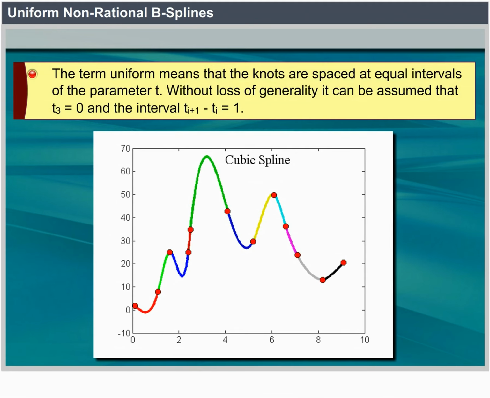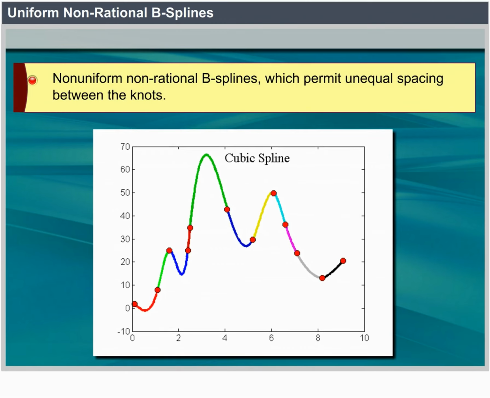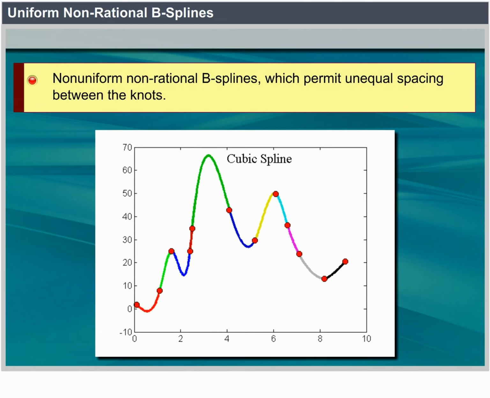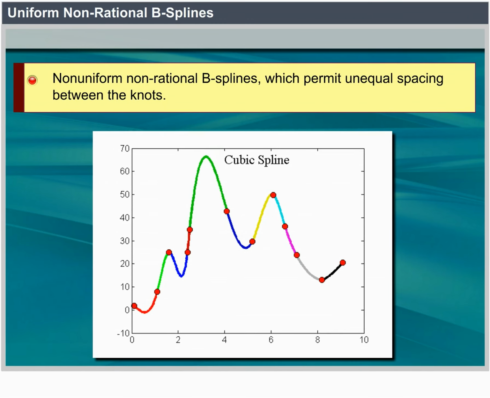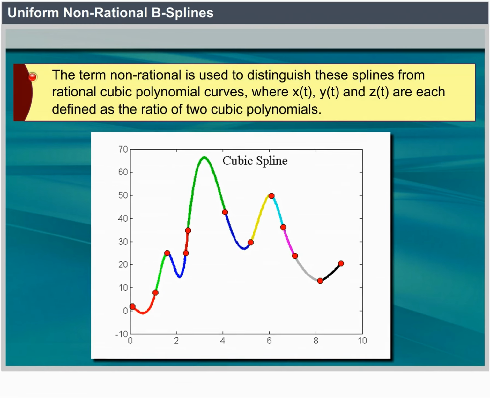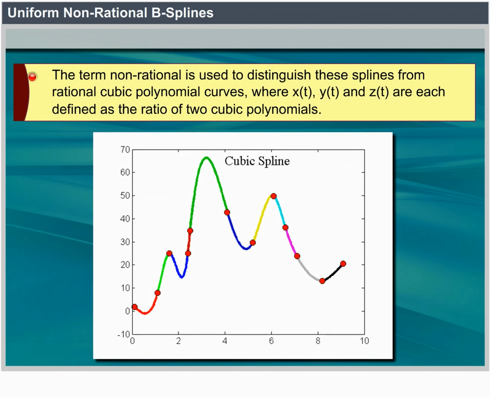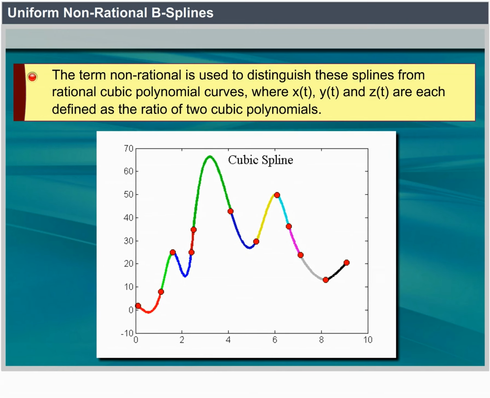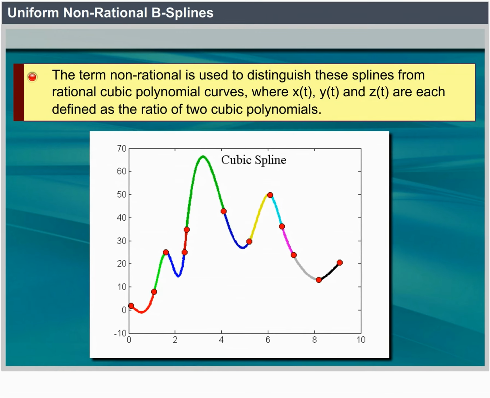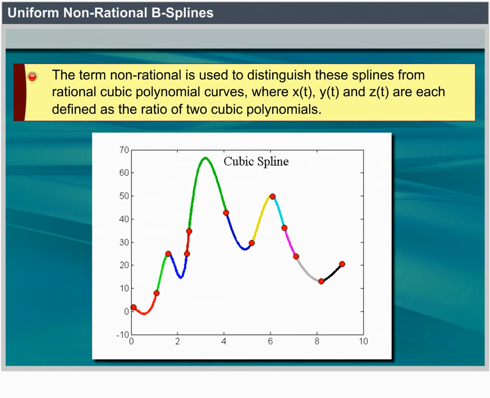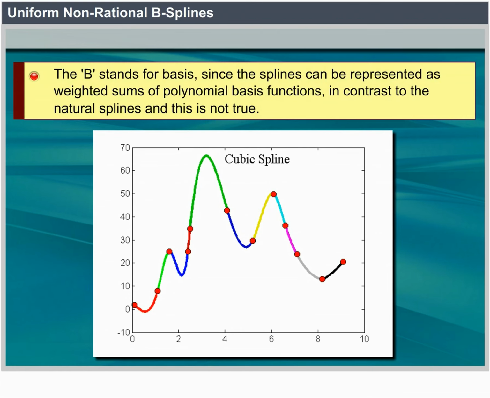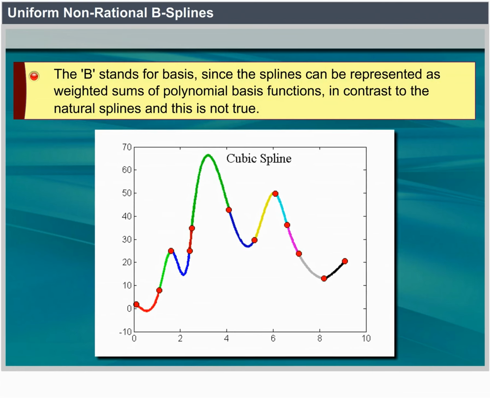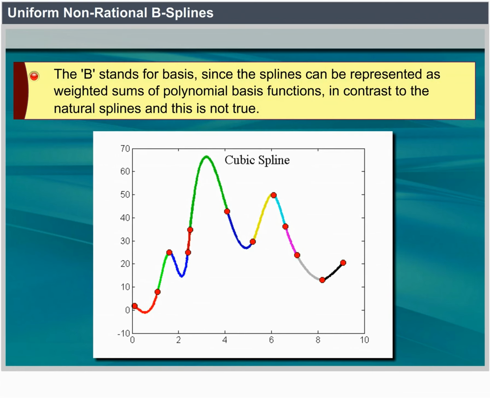Non-uniform, non-rational B-splines permit unequal spacing between the knots. The term non-rational is used to distinguish these splines from rational cubic polynomial curves, where x of t, y of t, and z of t are each defined as a ratio of two cubic polynomials. The B stands for basis, since the splines can be represented as weighted sums of polynomial basis functions, in contrast to the natural splines, for which this is not true.